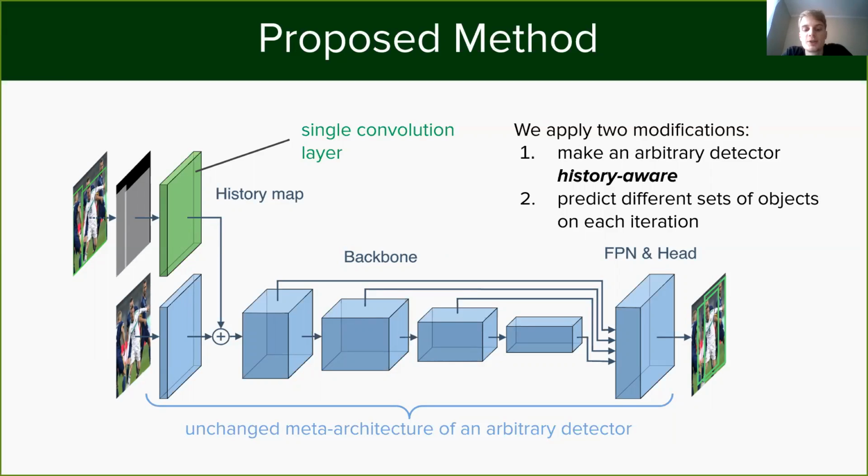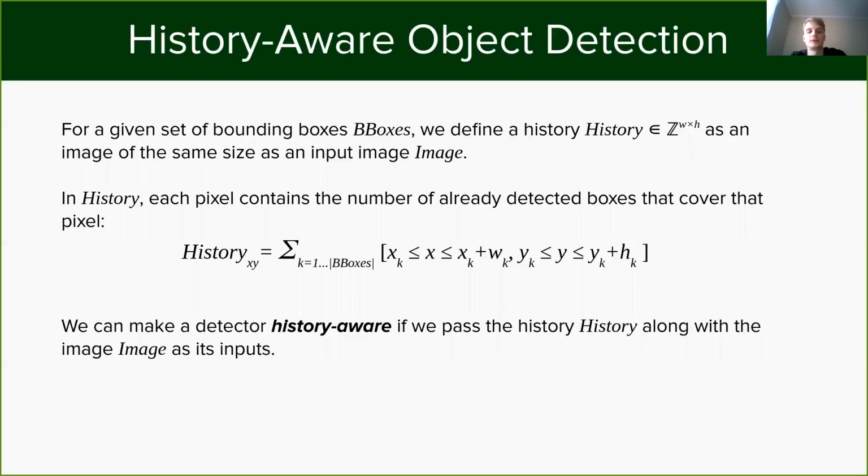The proposed modification is marked green. The 2 bounding boxes detected on the previous iteration are mapped to a history image, and then through a single convolutional layer, it's just summed up with the output of the first backbone layer. Now some more formal details. For a given set of bounding boxes, we define a history as an image of the same size as the input image. In this history, each pixel contains the number of already detected boxes that cover this pixel. We can make a detector history aware if we pass the history along with the image as its inputs.